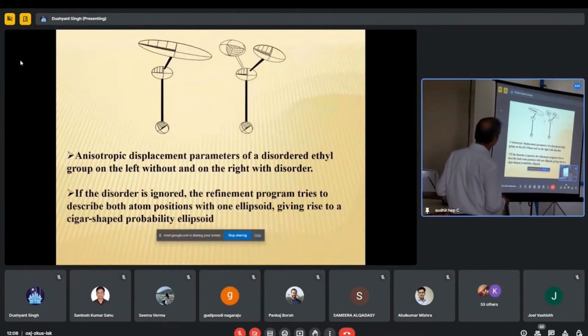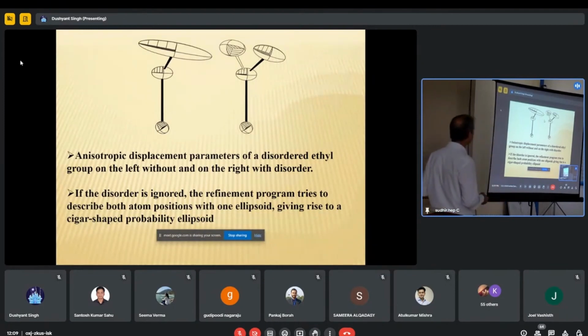This is the ethyl group, on the left without and on the right with the disorder. We have solved the disorder here. We have bifurcated this part of the atoms into 2 parts, so now it will not show any disorder. If we take total occupancy 1, it may be split 70-30, it may be 50-50, depending upon how much disorder is present. If it is 5 to 10%, you can ignore it. If it is more than 20 or 30%, then you have to solve it and then refine it.